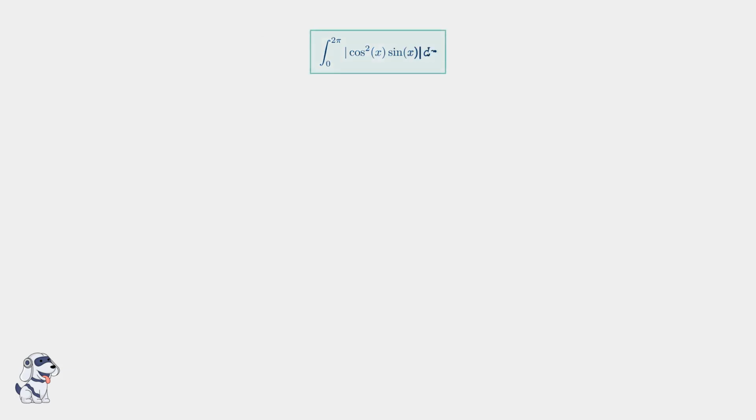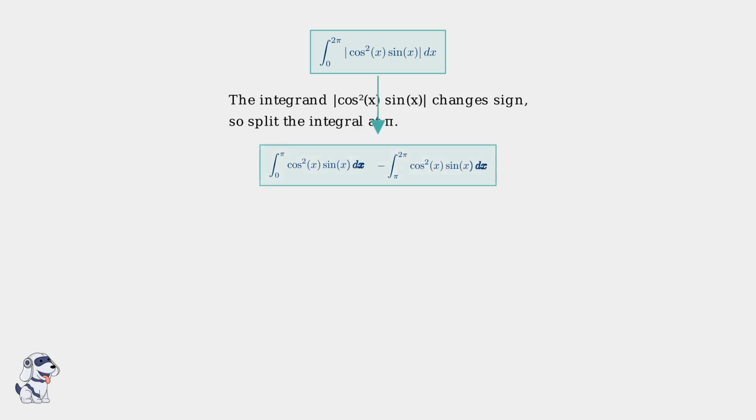Problem 5b requires evaluating the definite integral from 0 to 2 pi of the absolute value of cosine squared x times sine x dx. Since the integrand changes sign within this interval, we need to split the integral at x equals pi, where the sign change occurs. We split this into two integrals, the integral from 0 to pi of cosine squared x sine x dx minus the integral from pi to 2 pi of cosine squared x sine x dx.